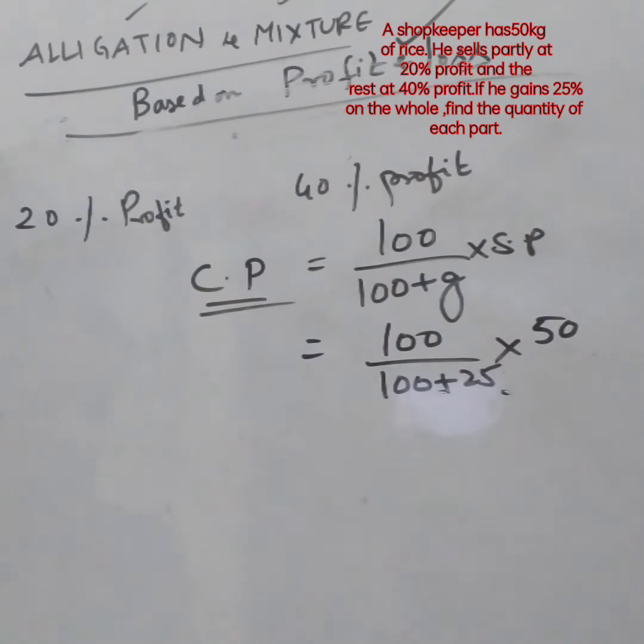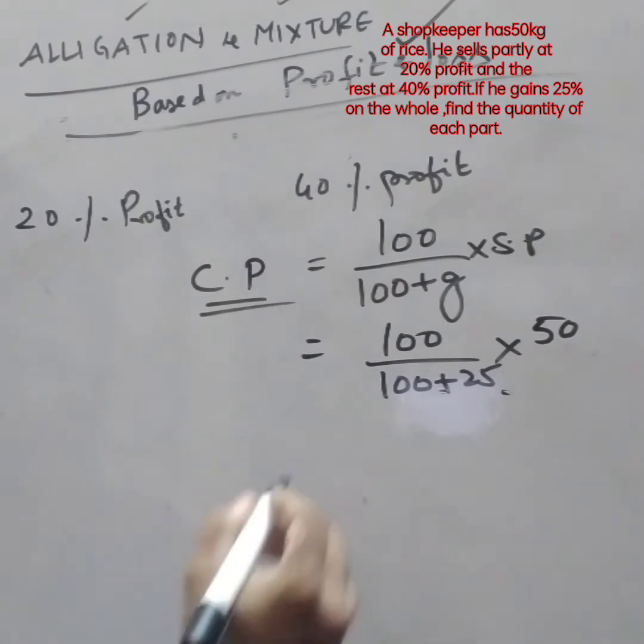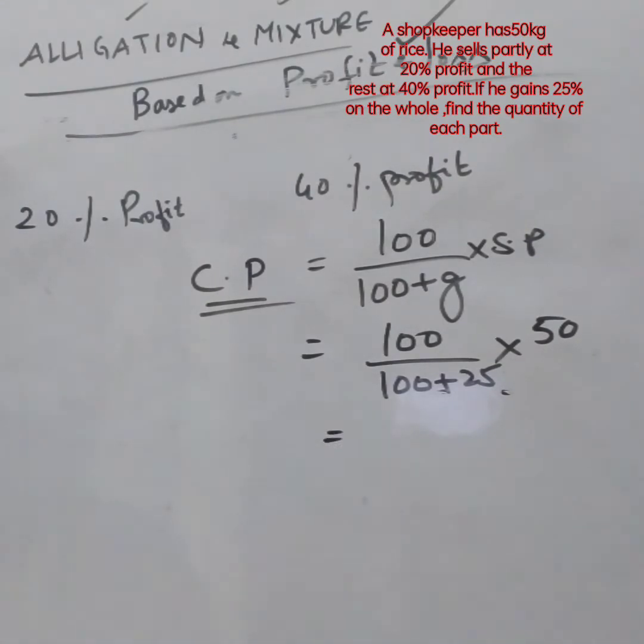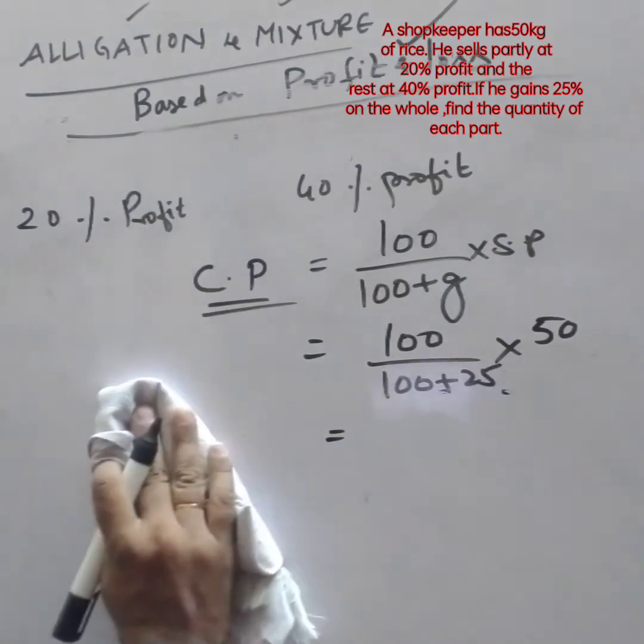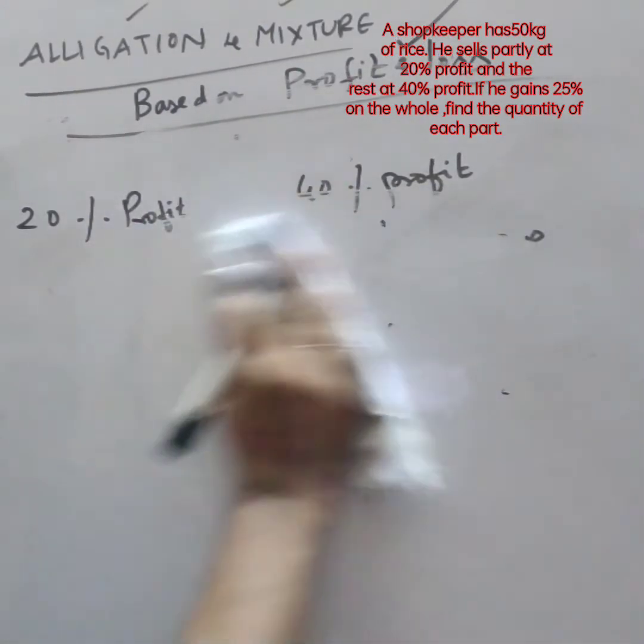He is gaining 20%. He doesn't talk about the cost of the rice. So here we are not going to find any cost price. This is how we are going to find cost price, but in this question, it is not required. So let us see directly.